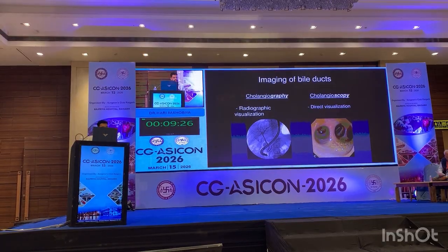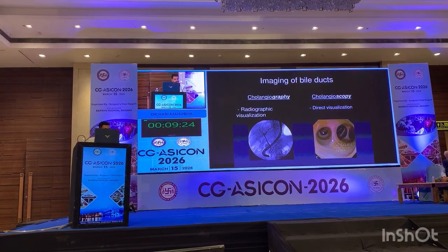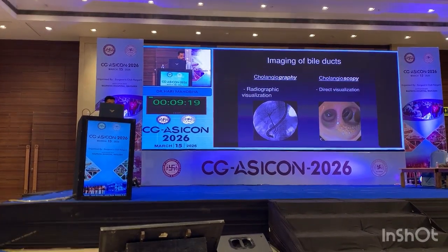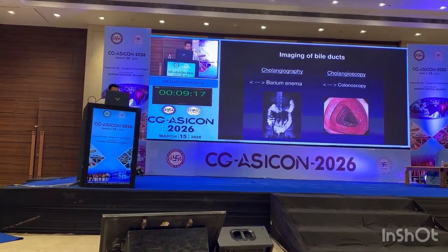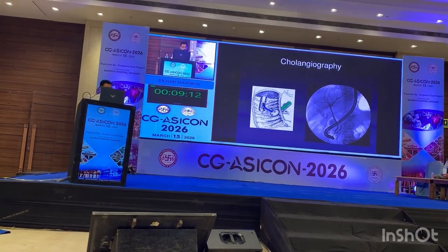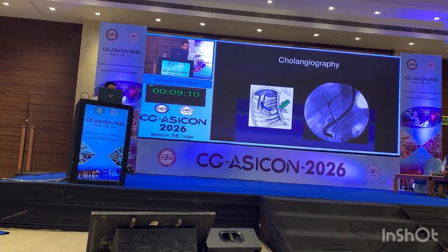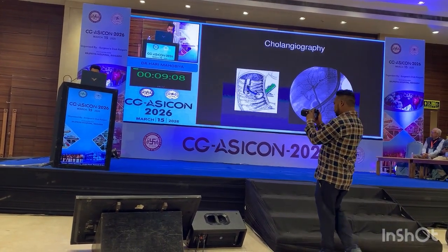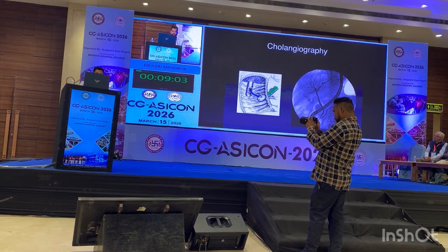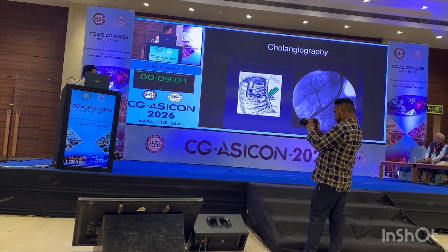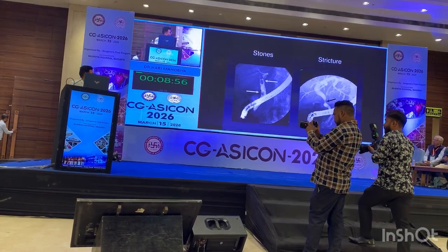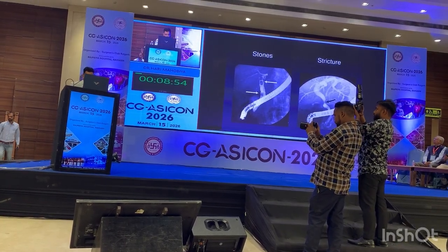Cholangiography is just a radiological visualization of the common bile duct, and cholangioscopy is direct visualization of the common bile duct. The difference is like barium enema and colonoscopy. So we all know cholangiography or ERCP: we put the contrast through the ampulla, and we visualize the whole common bile duct and the pancreatic duct. And we can visualize the stones and strictures from the cholangiography.